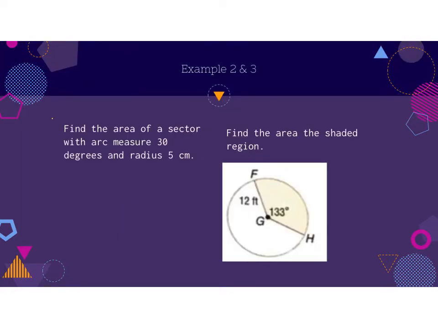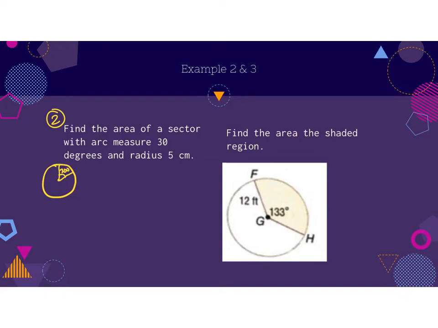So let's look at example number 2. We need to find the area of a sector with an arc measure of 30 degrees and a radius of 5 centimeters. So let me just show you a picture really quick. If this is our circle, we're just going to imagine, no, this is not exact, but let's just say that this angle was 30 degrees. We want to know what fraction of our whole circle we have.